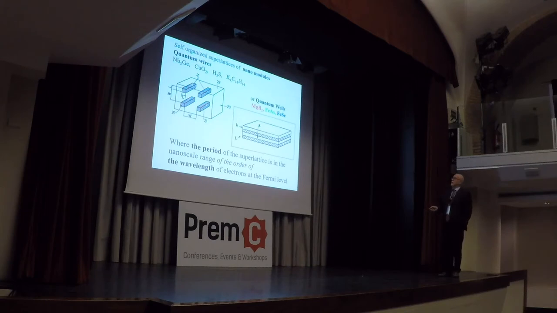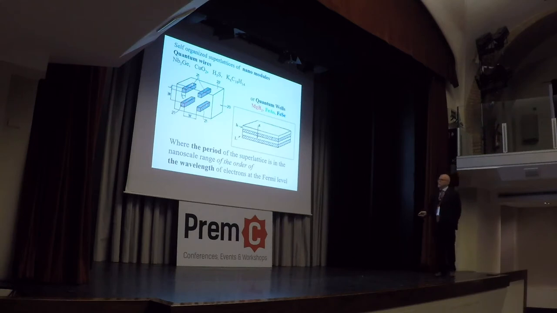They are a self-organized superlattice of nanomodules, quantum wires in niobium, germanium, copper O2, HTS, and this new terfenin. They are just quantum wires, or you have the magnesium diboride iron superconductor, where they are simply a superlattice of quantum wells. Why was it so difficult to understand this simple physics?